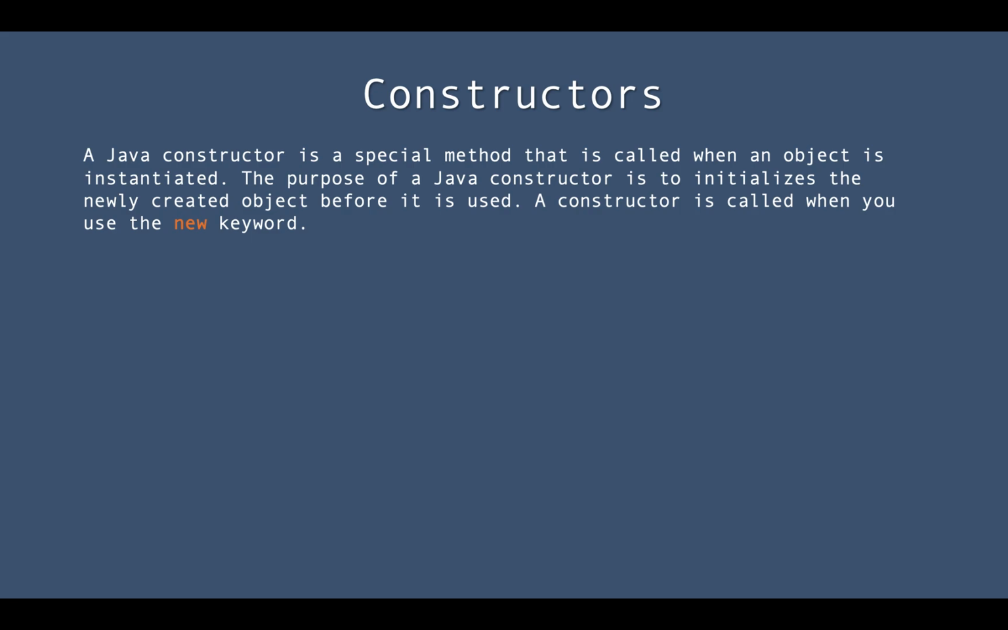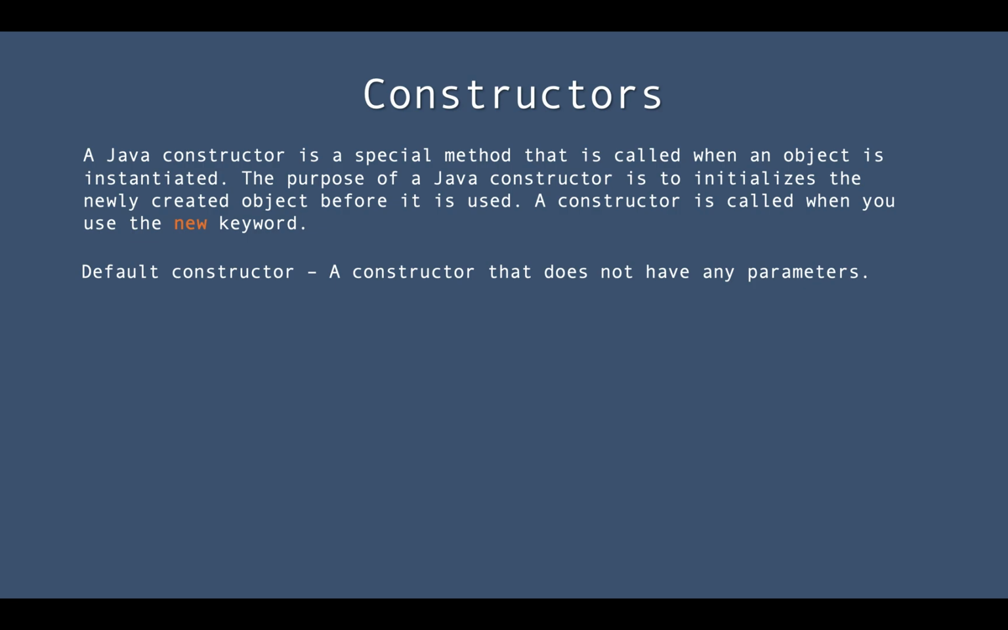A constructor is called when you use the new keyword. And we'll get into that last sentence in the next video when we talk about actually creating instances of a class. But for right now, again, we're just concerned with the implementation. And in the implementation, we're going to need to write two constructors.